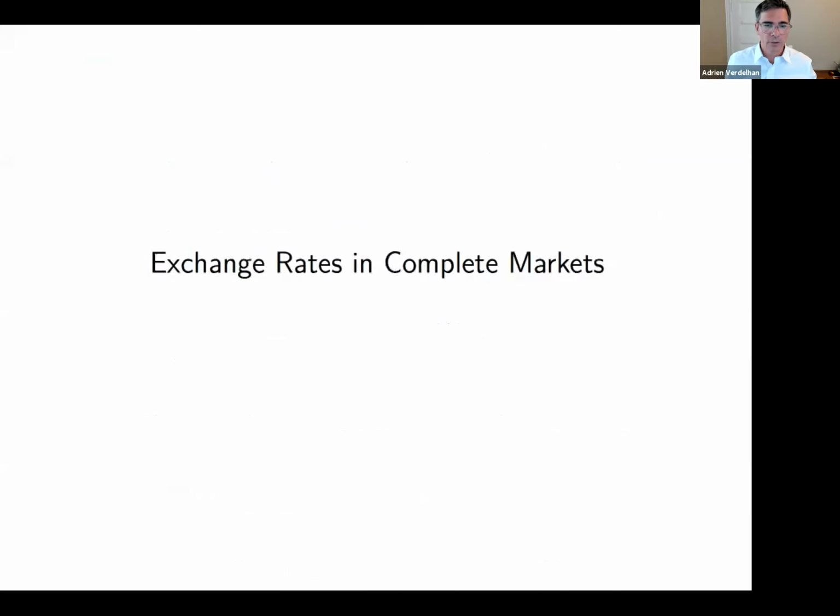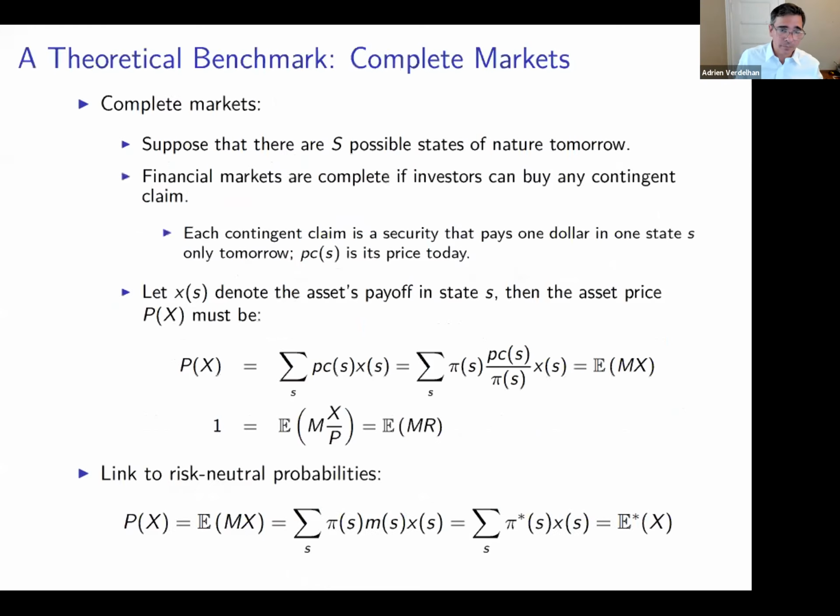Okay, so I'm going to go for another benchmark, but now one that comes with a very big assumption. So I'll need to go slowly on the assumption. I'm going to assume that markets are complete. Just in case you have any doubt on what I mean by that, let me go very, very slowly here. I'm going to assume that there are S states tomorrow, and for every state, there is a contingent claim that pays 1 if that state is realized.